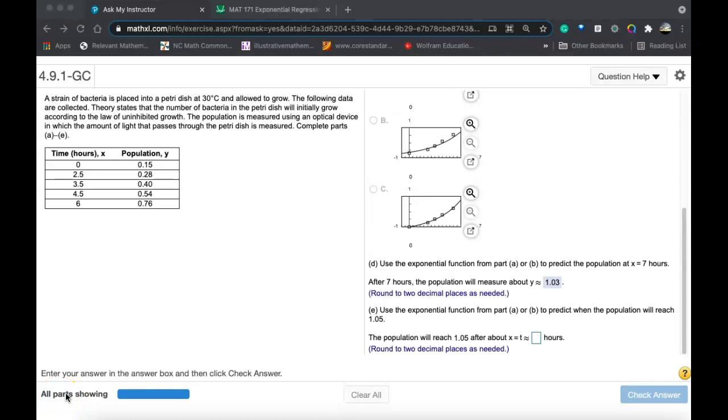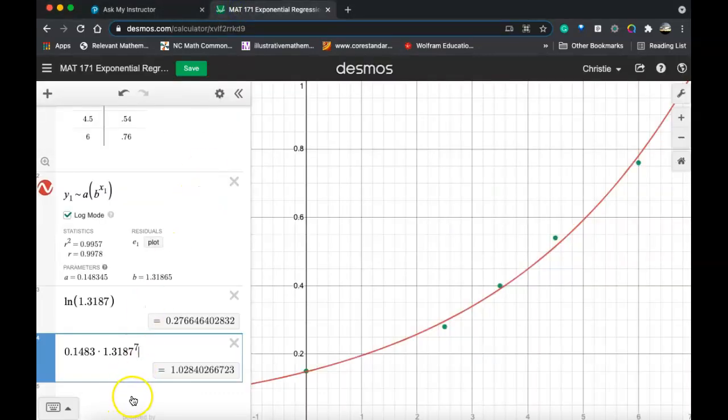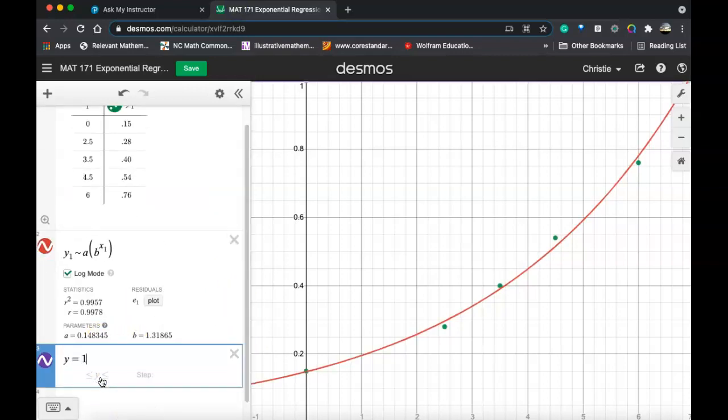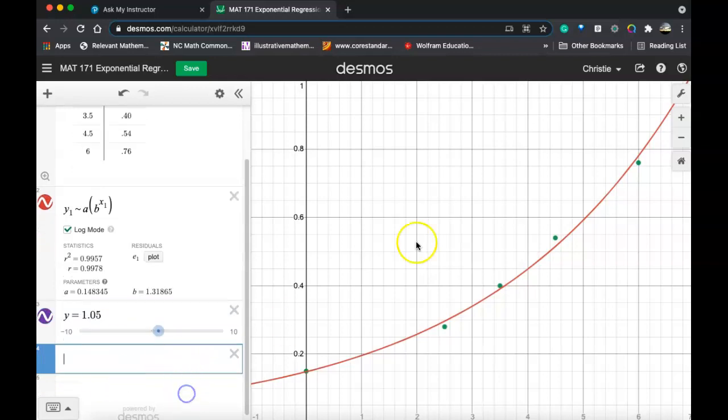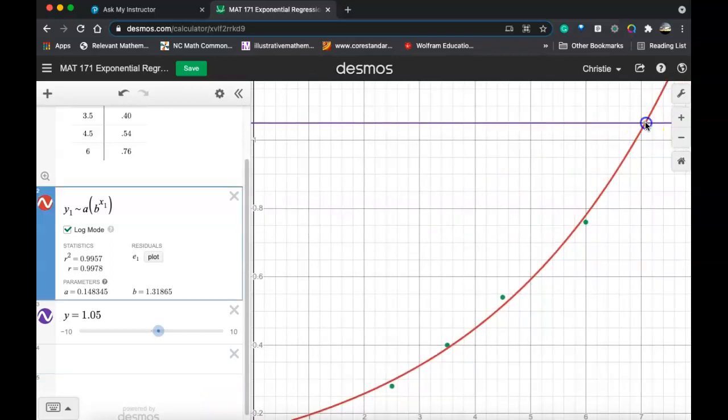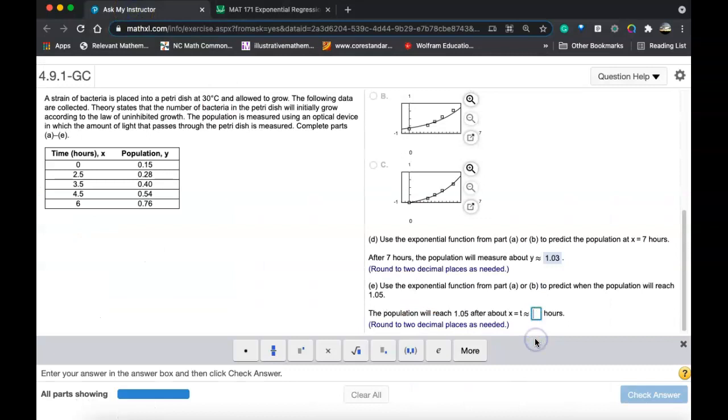For this last part, I'm going to get a little creative with using Desmos if I want to find when the population will reach 1.05. Let me clear out some of this here. I want to type y equals 1.05. And I do need to move my window a little bit, so I'm just clicking and dragging to move it. I want to find this point of intersection. So here is the x value that is on that point of intersection. And rounded to 2 decimal places is 7.08.